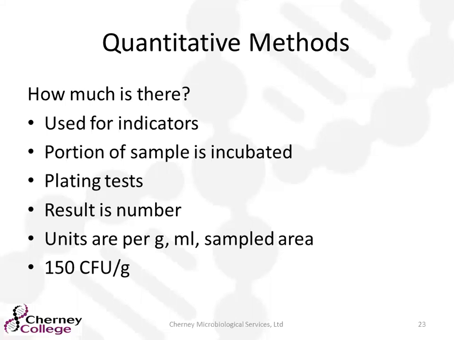So we're taking plating or whatever method we're using, incubating part of that, and then giving that resulting number per what the original or what the sample being incubated was. So our example there is 150 CFU per gram.